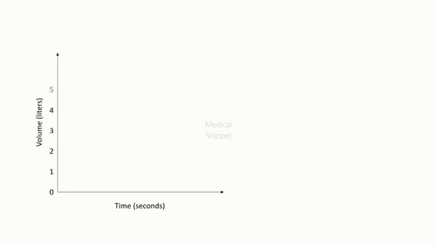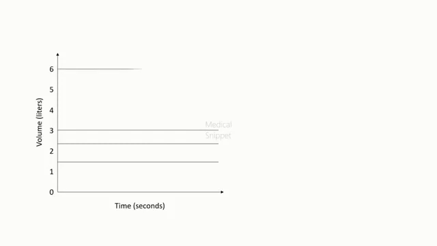Let's first draw a graph with time on the x-axis and volume in liters on the y-axis. Let us mark from 0 to 6 liters. Next, we will draw 4 horizontal lines. The first one is between 1 and 2 liters, the second is between 2 and 3 liters, the third line is at the 3rd liter, and the 4th line is at 6 liters.